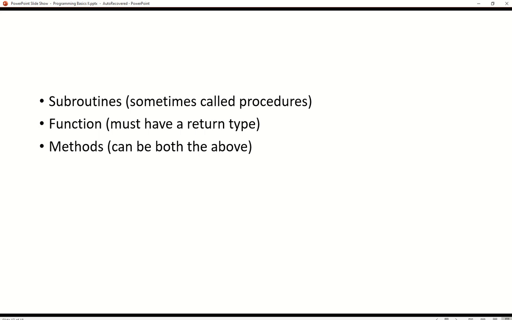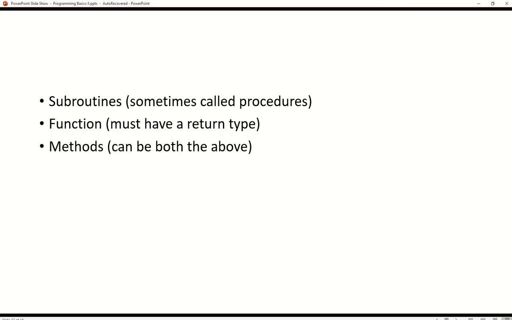Functions are a type of subroutine. Basically, they must have a return type, and I'll explain those a little bit better when I get into the code. And lastly, method is kind of an umbrella term for both of the above, the function and subroutines, but it's used in context of objects. And again, I'll try to explain all of this.